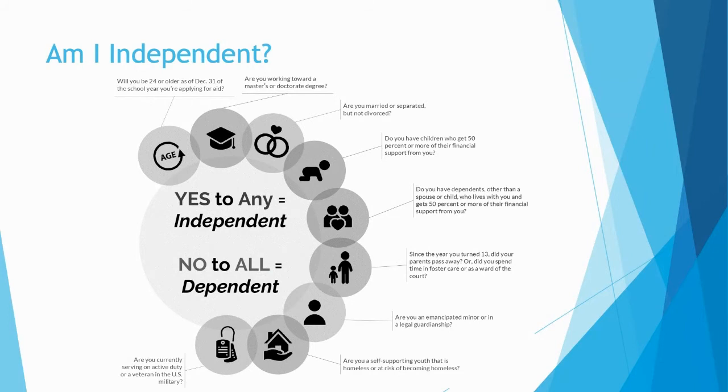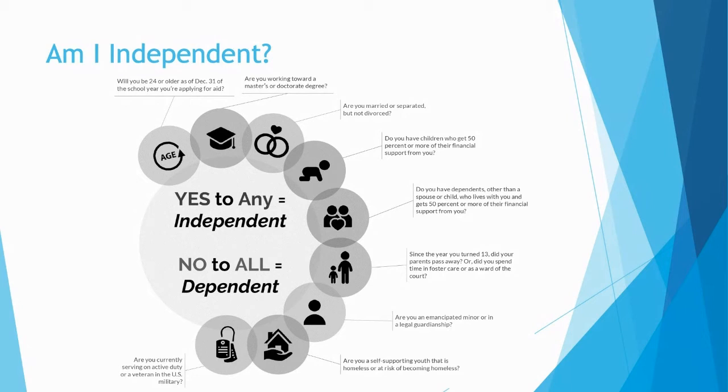This slide outlines the questions the FAFSA will ask to determine if you are considered an independent or dependent student. For the 21-22 FAFSA, the questions are: were you born before January 1st, 1998? As of today, are you married? You would also answer yes to this if you are separated but not yet divorced. At the beginning of the 21-22 school year, will you be working on a master's or doctorate program? Are you currently serving on active duty in the U.S. Armed Forces for purposes other than training?